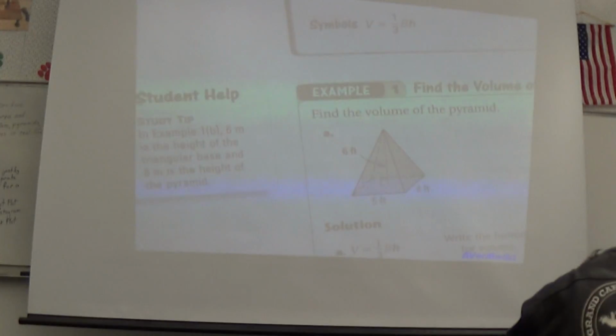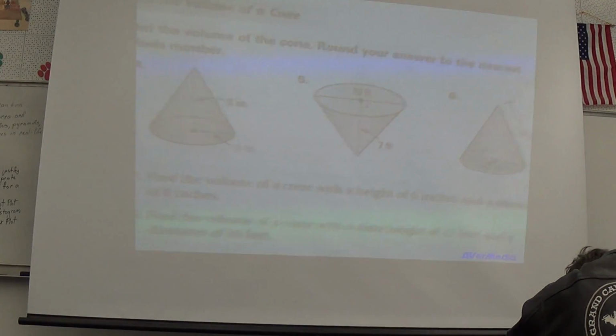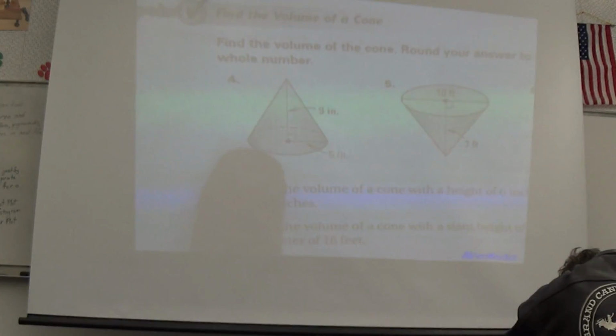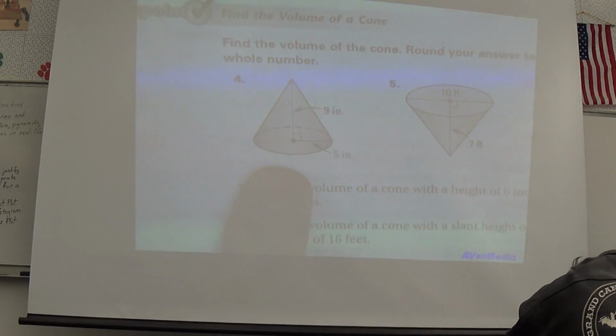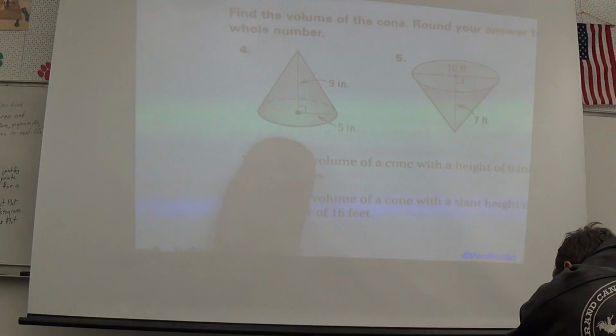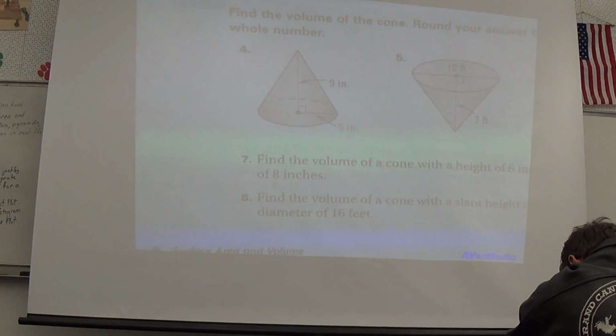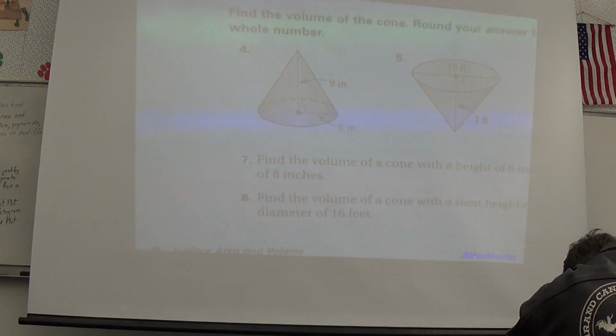In order to do that, we're going to turn the page one more time, and find the volume of the cone down at the bottom there, number 4. So it would be 1/3 times base and height? It's 1/3 times the area of the base times the height.